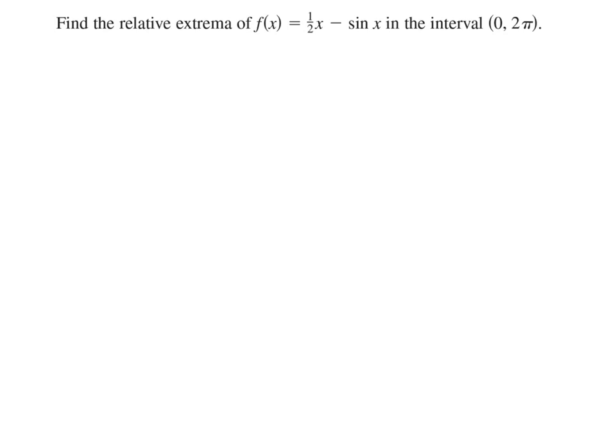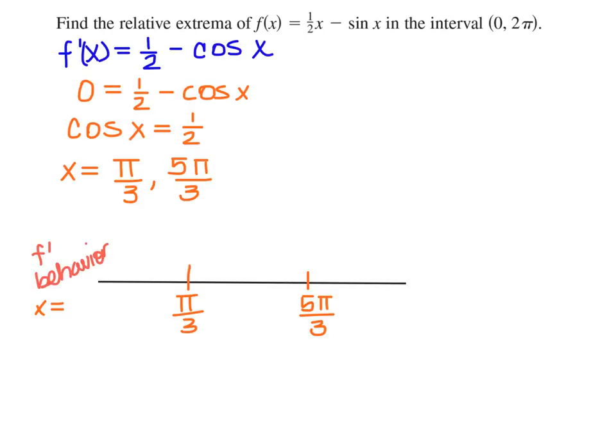So now let's use everything that we now know and do a couple examples of this. Let's say I want to find all relative extrema of this function, 1/2 x minus sine x, on this interval, so x exists between 0 and 2 pi. Remember, the first thing I have to do is find the derivative of f of x. The derivative of f of x is going to be 1/2 minus cosine of x. I isolate cos x to get 1/2, and so the x values between 0 and 2 pi are going to be pi over 3 and 5 pi over 3.